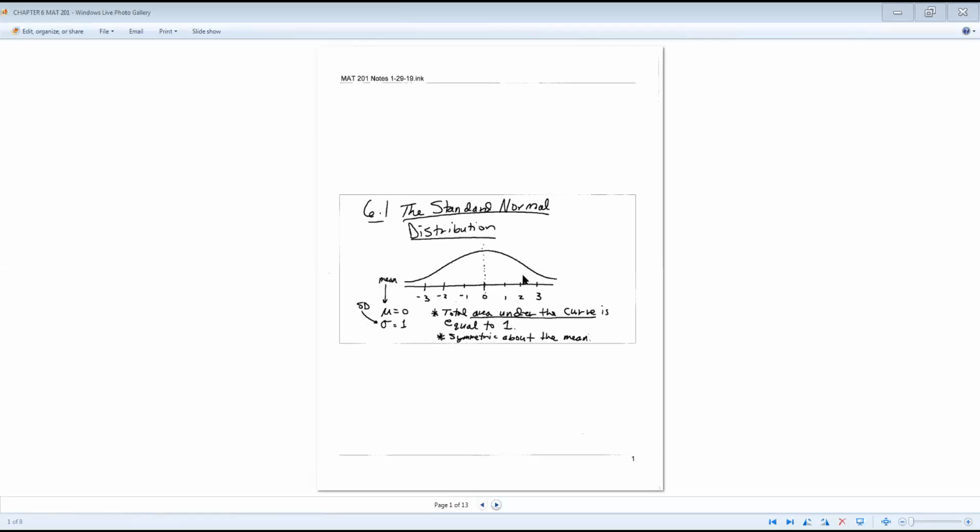And so everything's symmetric about your mean, or about 0. Everything to the right of your mean reflects to everything that's on the left of your mean. So if everything under the curve is equal to 1, that means half of your data, or 0.5, is to the right, and half of your data, or 0.5, is to the left.